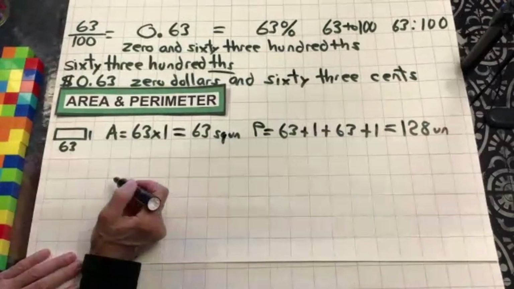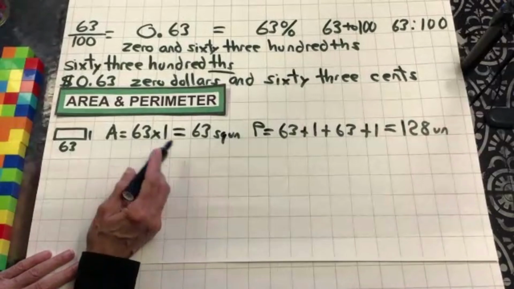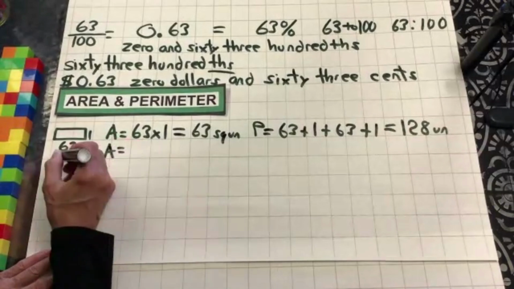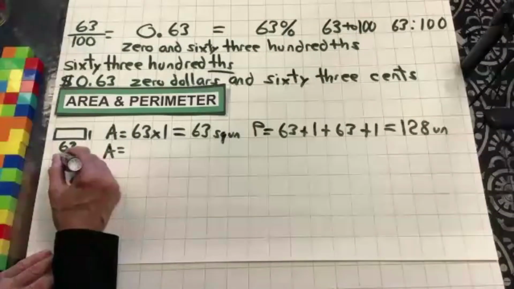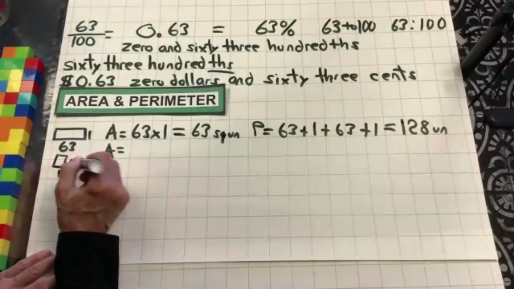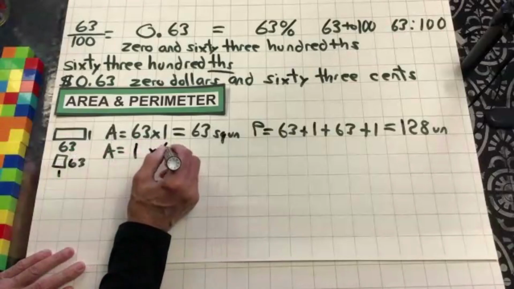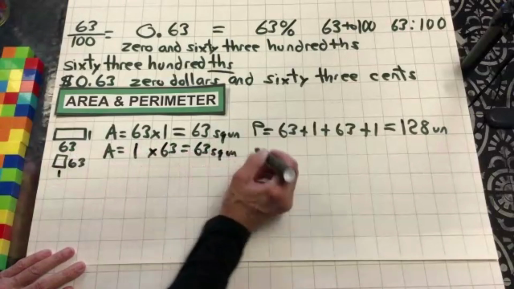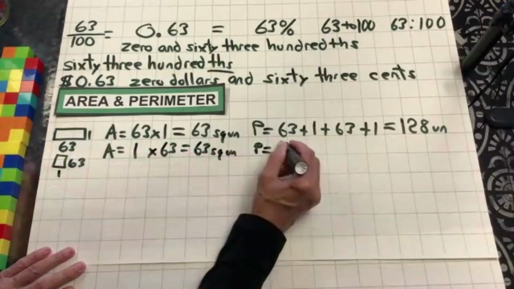All right. So you might have it another way, but let's go ahead and do it all. So then we have a 1 by 63. And again, it's just changing the order.